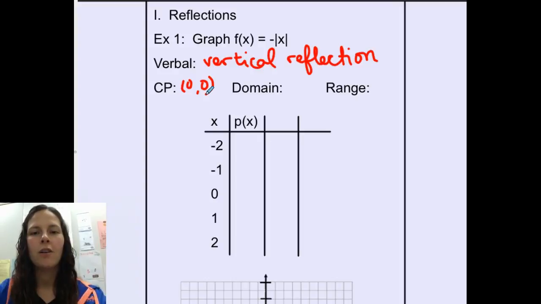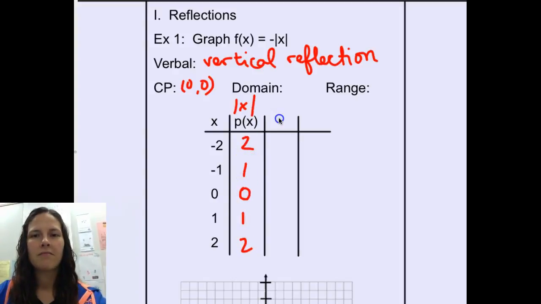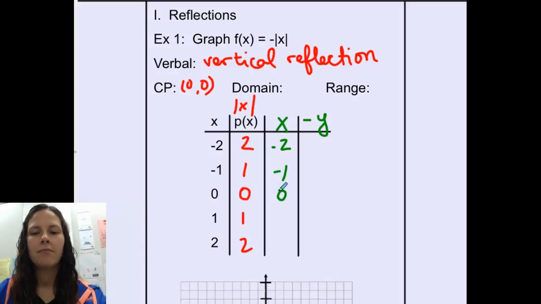Taking a look at our chart, our parent function we identified as the absolute value of x. So we'll take the absolute value of all of these x values we have in our t-chart. Because that negative sign is not grouped with the x, there is nothing grouped with the x, our x value is being left alone, and our y value is being multiplied by a negative. Keeping all of those x values from the first column, and multiplying all of those p of x values, those y values or outputs, by -1.